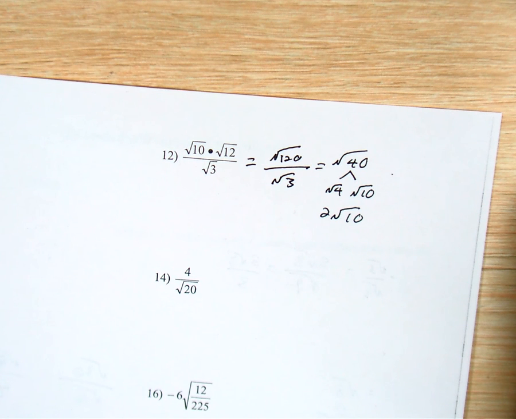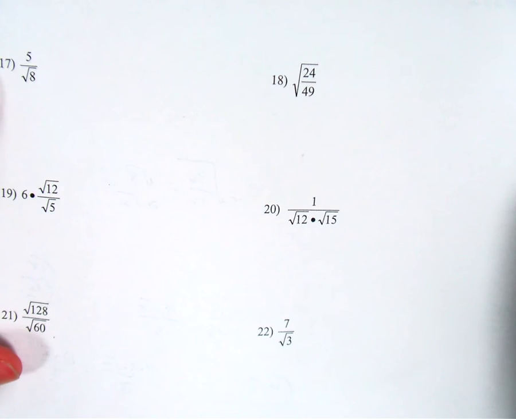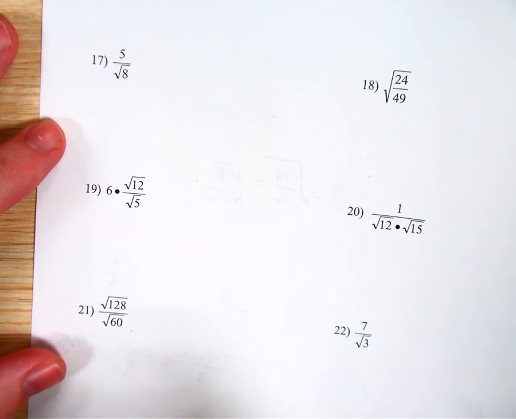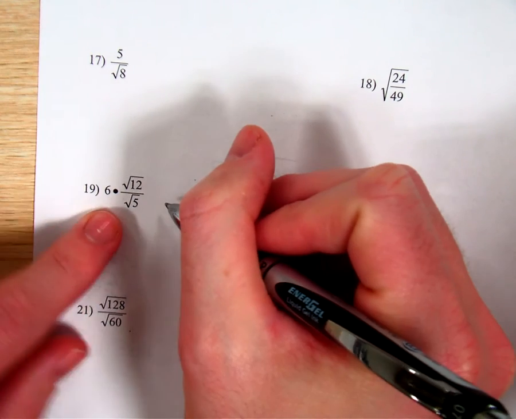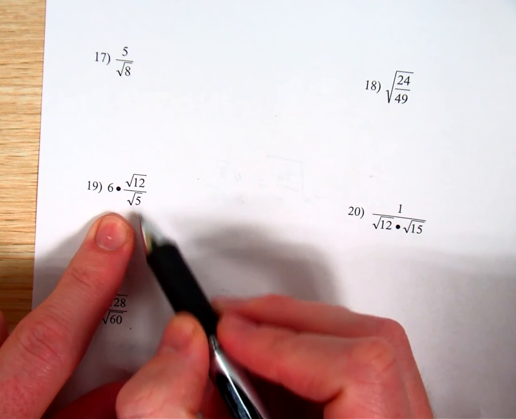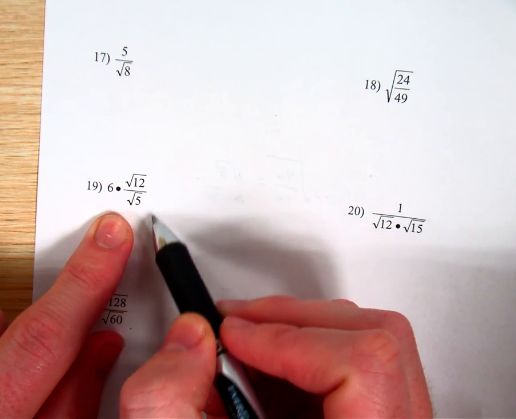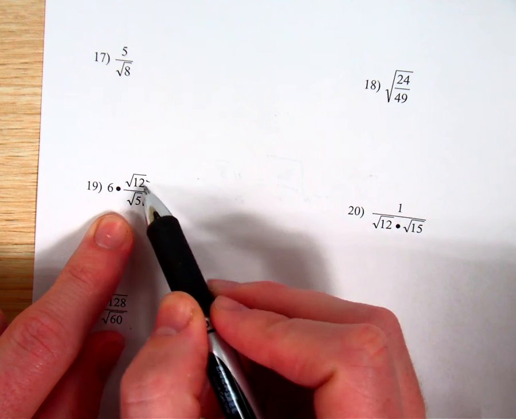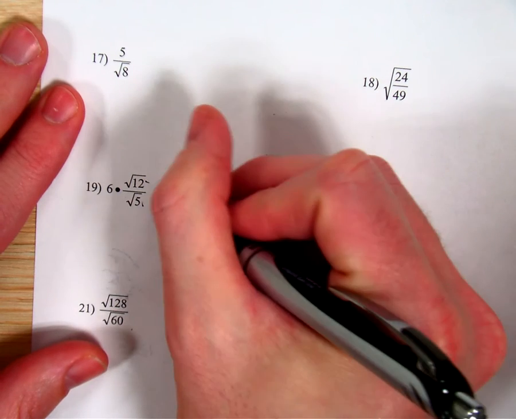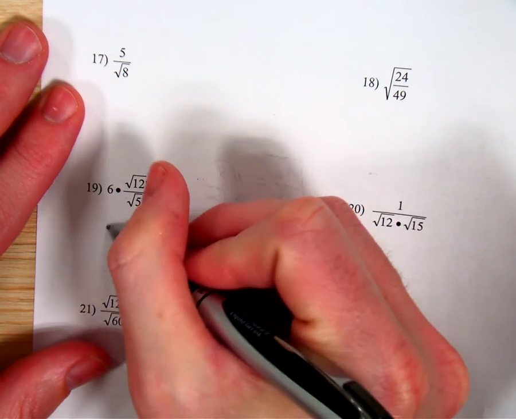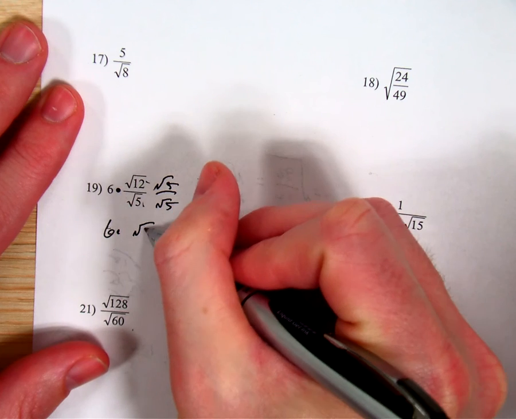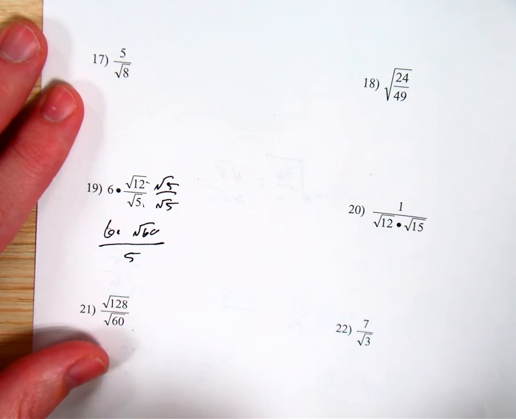And let's see what else we can do here. About like 19. It's got a number in the front, so we're just going to leave that alone for a bit. Okay, we're going to try to get rid of that 5. I can't divide 12 and 5. Double check, make sure we're not going to miss an easy thing again. 12 divided by 5, can't do it. So I do have to multiply top and bottom. Okay, so now I have 6 times the square root of 60 over regular 5.